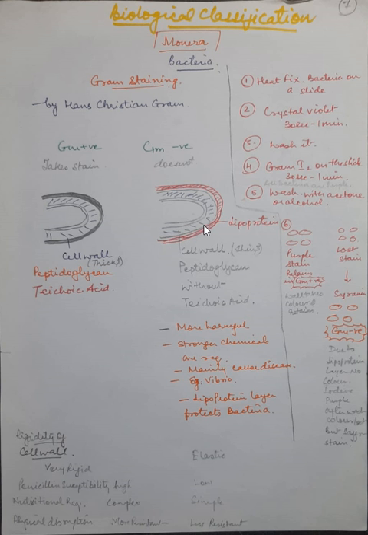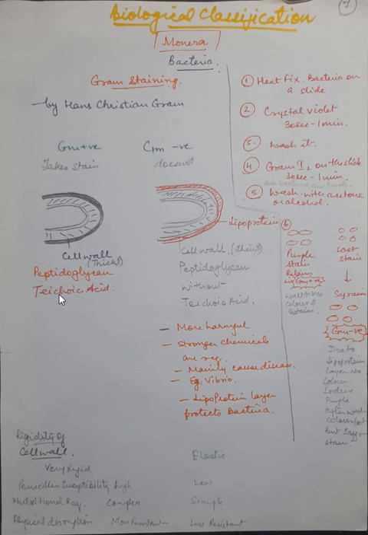Here also, first is the plasma membrane, then that is covered by the cell wall. This cell wall is thinner. It also contains peptidoglycan, but here teichoic acid is absent. So what we can see is that there is a difference between gram positive and gram negative bacteria on the basis of the presence or absence of teichoic acid in the cell wall. And the peptidoglycan layers are thicker as compared to gram negative bacteria.